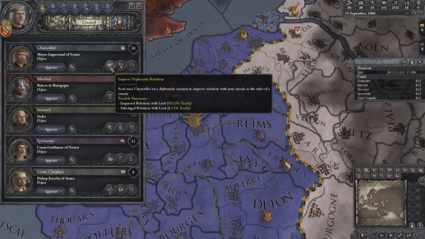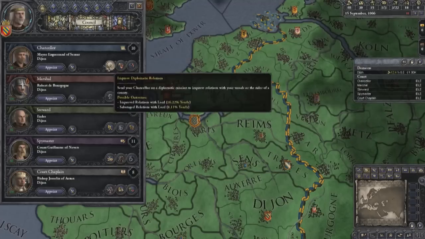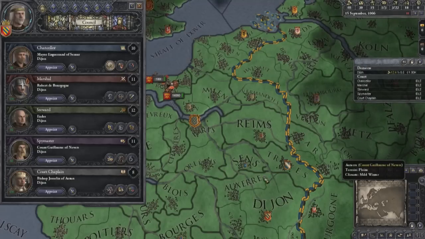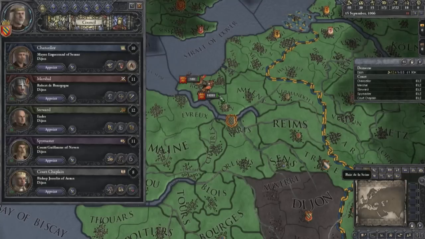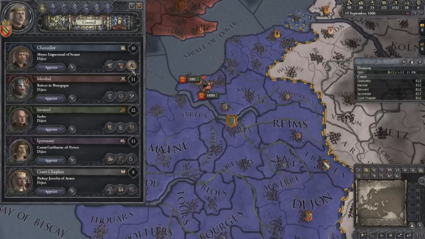Your Chancellor is associated with Diplomacy. You can improve diplomatic relations, which makes people like you better. So let's say I want to make my liege like me better, I'd send them there. You can fabricate claims, which means he'll try to get you a claim on a title you want. And he can sow dissent, which can make the target, like if I put it here, anyone in this county will potentially start to hate their liege more.